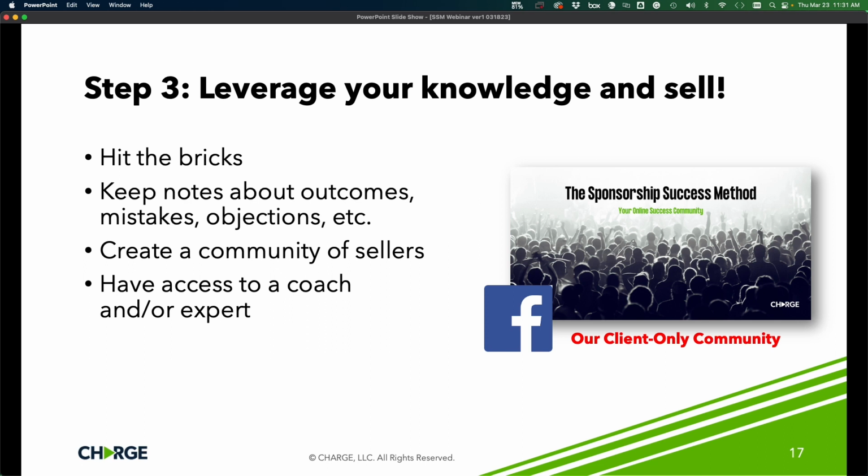Find your way to a community of sellers. Now, we have a community of sellers as part of the sponsorship success method, but find any community of sellers where you can find like-minded people who have the same challenges as you, who can support each other as you go through the sponsorship sales journey. And then create access to a coach or expert, because you are always going to hit a roadblock, but having someone who's been there, done that, will really help you along the way to prevent you from just spinning your wheels.